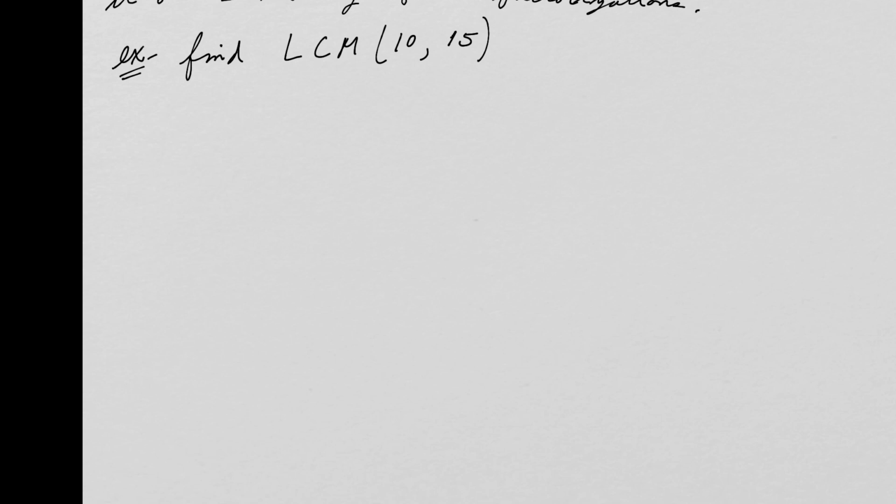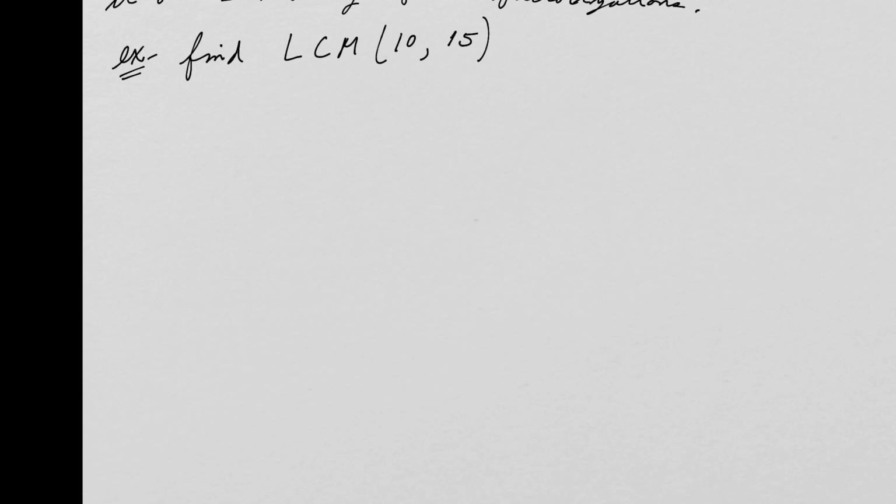So let's find the lowest common multiple of 10 and 15. Sorry, it was 10 and 15. But I don't want to write out all the multiples of each of those numbers and then pick the lowest one like I just did. I want to do it using prime factorization.